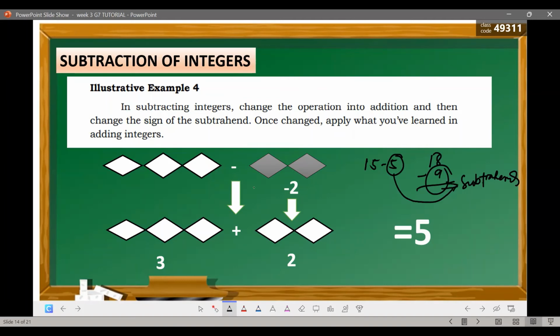Okay, so, let's go back to our example. So, ito na, positive 3. So, from subtraction, we have the addition. So, 3 plus 2 or positive 3 plus positive 2 is equal to 5. Diba? Yung subtrahend na negative 2 naging positive 2 rin. So, pareho ng positive ang ina-add natin. So, 3 plus 2 is 5. So, this is now the final answer. Okay, next.